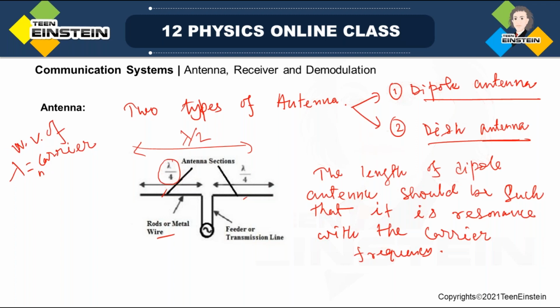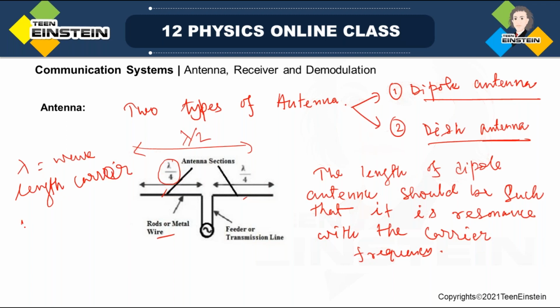So WV, that means wavelength. WL I should write. Okay, let me spell it otherwise. So lambda is here the wavelength of the carrier wave.